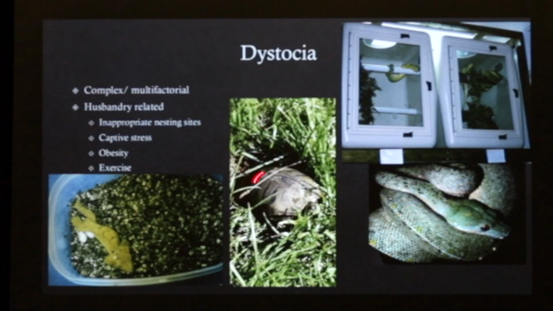They can't give birth, they can't lay their eggs, they're inactive, they're not moving around. So all these things probably play into it. And this slider here decided this is where she wanted to dig her little nest and lay her eggs, but in captivity, a lot of my clients don't even know that these females will and can lay eggs even without a mate, so they haven't even provided a nesting site.